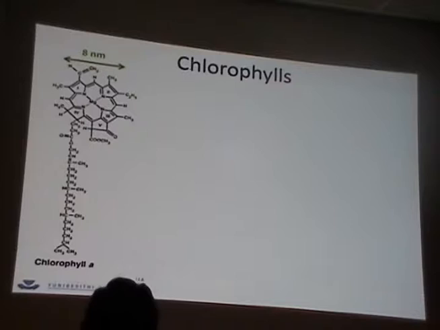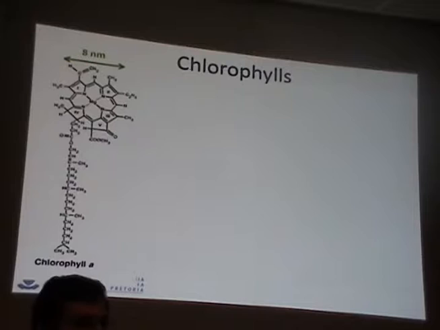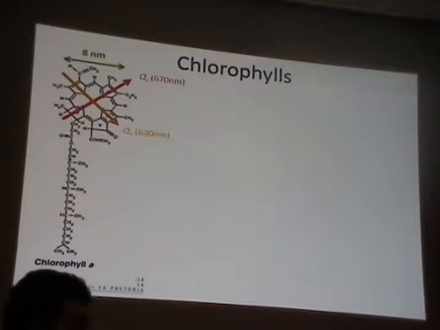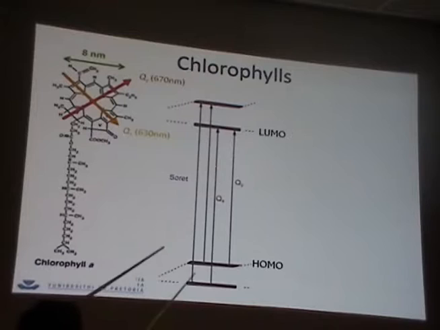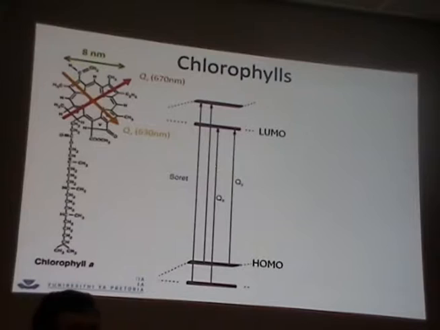This long tail's function is essentially just to hook the chlorophyll at its precise position inside the protein scaffold, the protein matrix. The two molecular axes are called the Y and X axis, and they correspond to the two main transition dipole moments, QY and QX. We also have Soret bands, which are just a mixture of different polarization states.